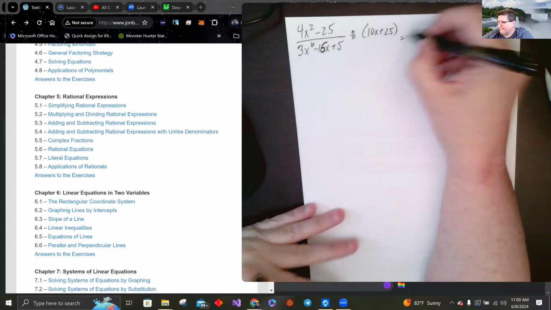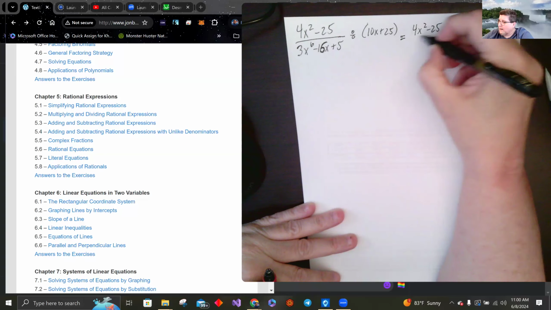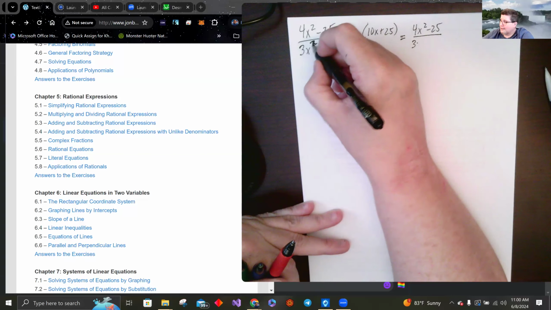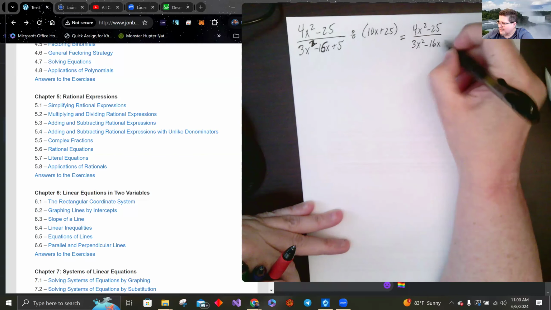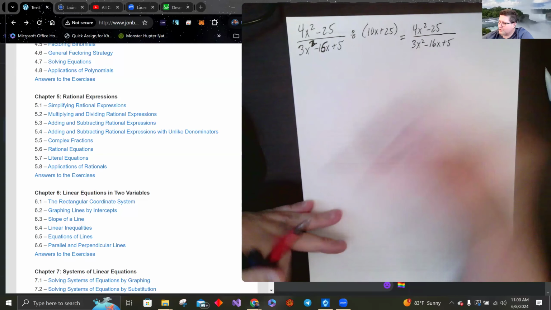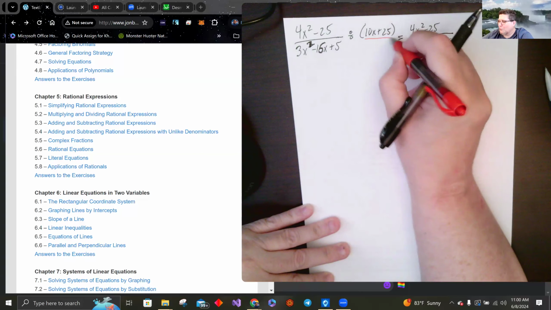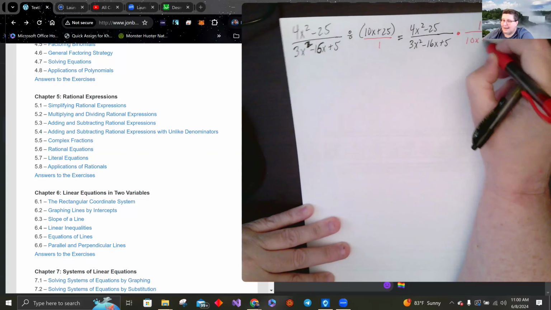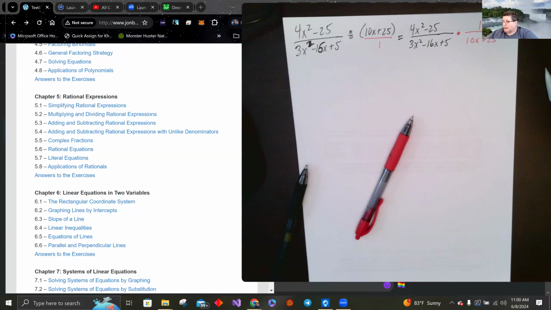All right, first step, flip. That should say x squared right there. 3x squared minus 16x plus 5 here, that stays the same. We change this to multiply. If I want to flip this, I have to put that over 1 real quick so that I have something to flip.